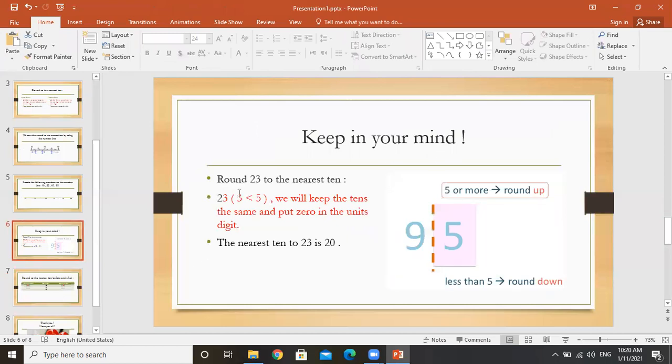So keep in your mind, when we want to round a two-digit number, first we should underline the units digit. If it's 5 or more, we round up. This means that we add 1 to the tens digit and put 0 in the units digit. And if it is less than 5, this means that we round down. We keep the tens the same and we put 0 in the units digit. For example, if we want to round 23 to the nearest 10, 3 is less than 5. We will keep the tens the same and put 0 in the units digit. So the nearest 10 to 23 is 20.